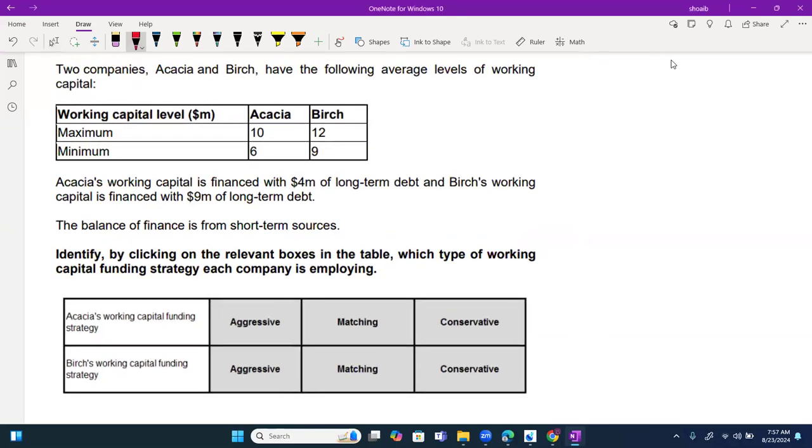What is this minimum level of working capital? This is permanent current assets. Minimum means you have to maintain this working capital level every time. Okay, maximum is the total. So fluctuating current assets is the difference between maximum and minimum.